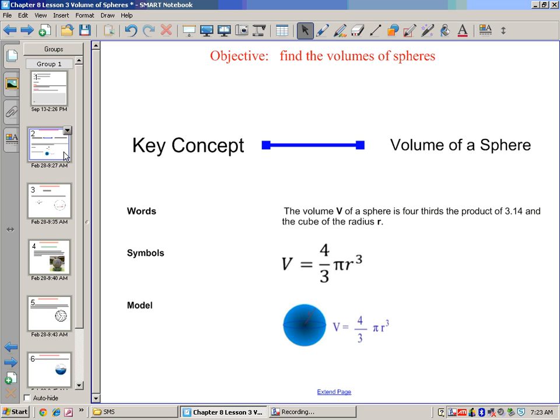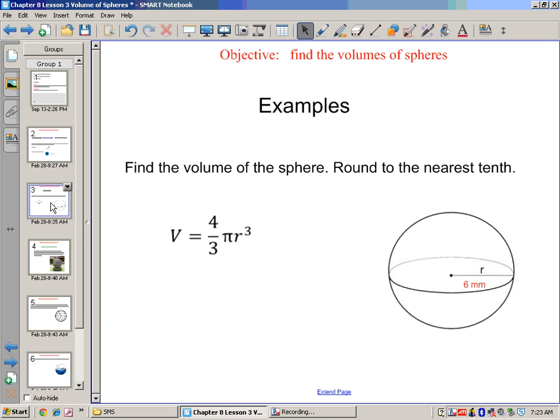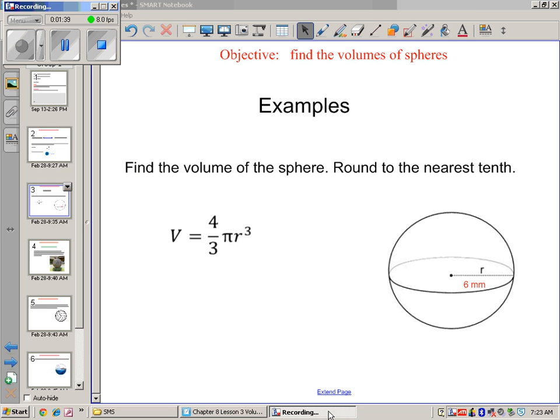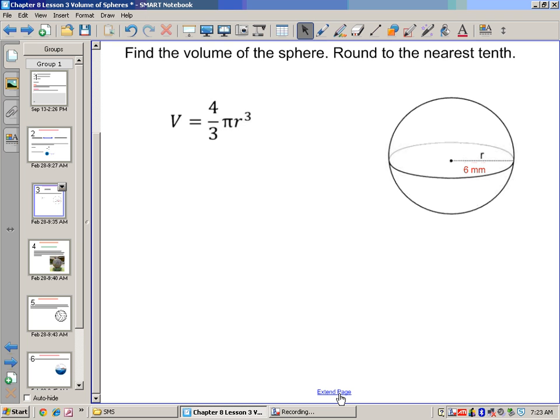Okay, we're going to move on right into some examples. How to find the volume of a sphere. Round to the nearest tenth. Okay, once again, just like our cones and cylinders, we have our formula: 4/3 times pi, which I put in as 3.14, times our radius, which was 6, and we're cubing that. Once again, look at our formula, they're all together. That means the operation is going to be multiplication.